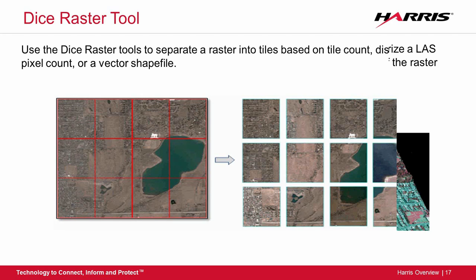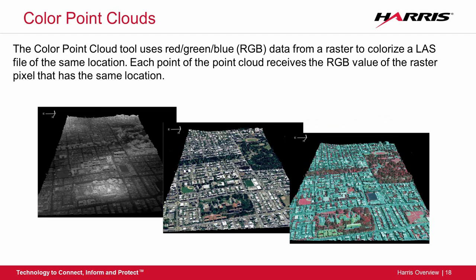The next tool I'm going to go over will be our colorizing a point cloud. Once we've divided up our image into smaller tiles, we're going to colorize that point cloud using RGB data from our raster at the same location as our point cloud file. So what this is doing is each point in our point cloud is receiving an RGB value of the raster pixel that has the same location as that raster image that we are applying it to.